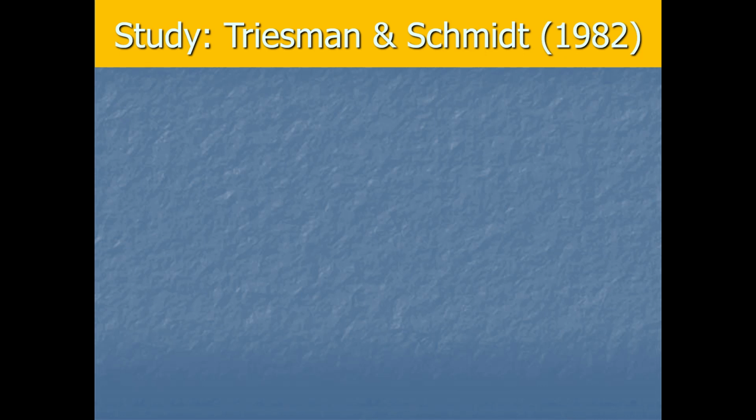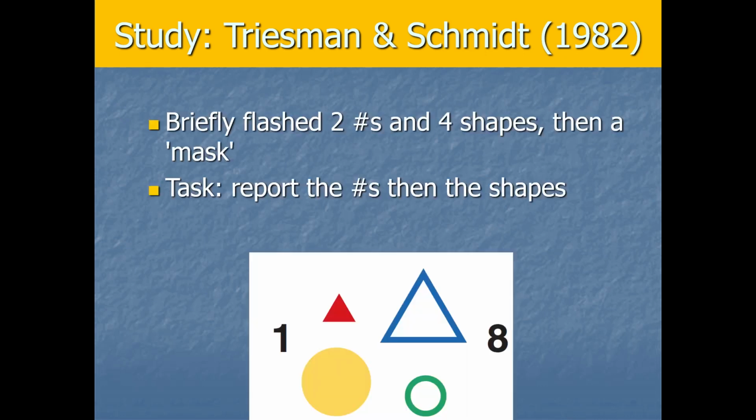So here's their clever and elegant little research design. They just briefly flashed two numbers, one on each side, and four shapes, kind of like the display here, but just really briefly flashed it on the screen, and then it disappeared. And they flashed a visual mask, just meaning some noisy filler pattern to cover up that part of the screen.